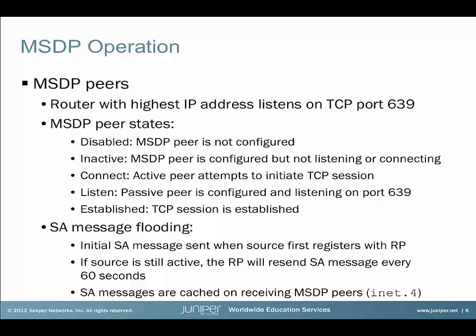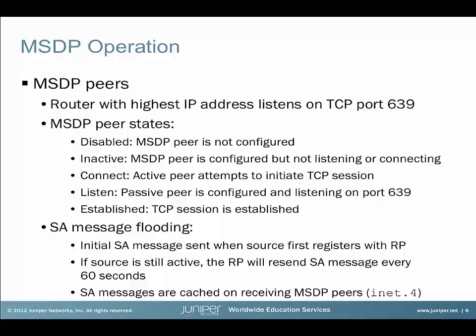The SA message is sent by a rendezvous point with MSDP when the rendezvous point becomes aware of a source through the incoming register message. The SA message is sent to all the rendezvous point's MSDP peers. The SA message is sent every 60 seconds until the source stops sending multicast traffic.